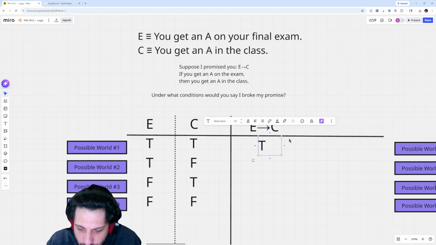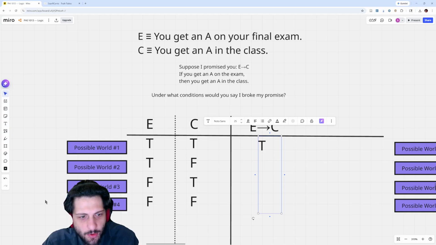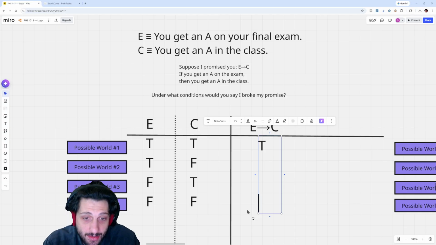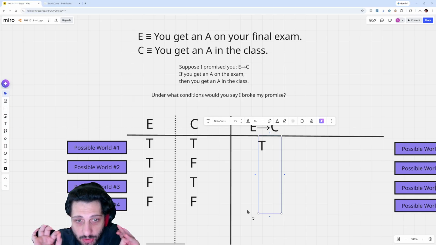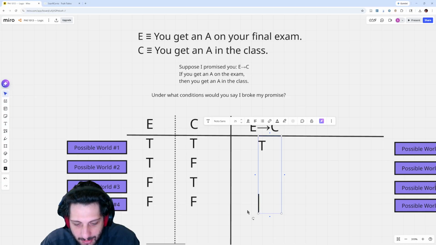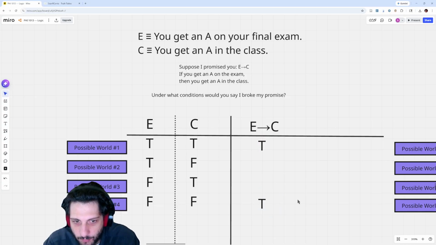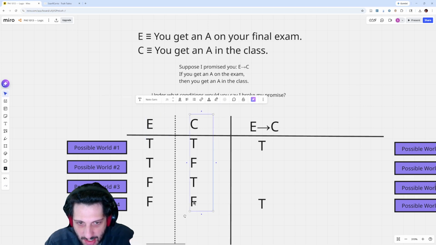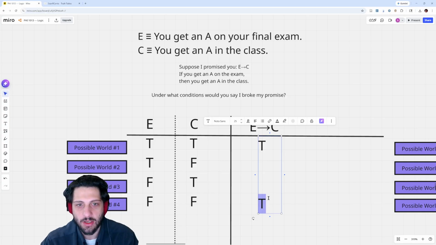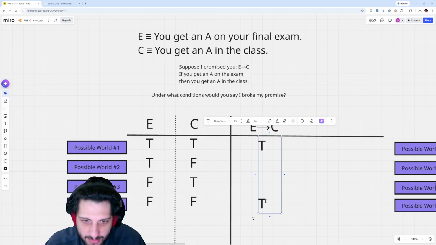Let's bump down maybe to the end. Suppose in Possible World 4, you did not get an A on the exam. And, of course, I did not give you an A in the class. Well, you wouldn't say I lied, right? It's still a true promise, right? So even if you didn't get an A on the exam and you didn't get an A in the course, that doesn't mean that the rule wasn't followed, right? All I was saying is if you did get an A on the exam, I'd give you an A in the course. But if you don't get an A in the exam, then, hey, I don't know if you'll get an A in the course.